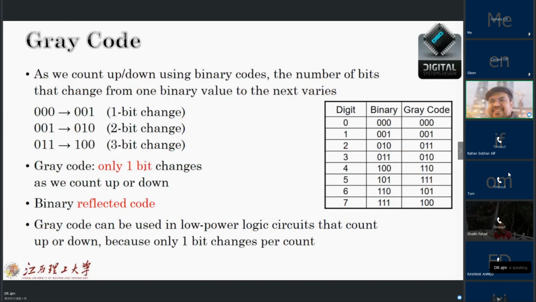As we count up using the binary codes, the number of bits that change from one binary value to the next will vary something like this. 000, just 1 bit change. 001, 2 bit change. 011, 3 bit change. But in gray code, only 1 bit will change as we count up or count down.